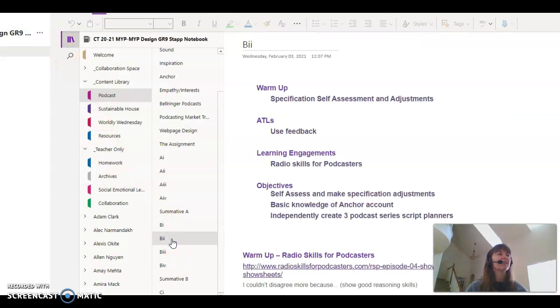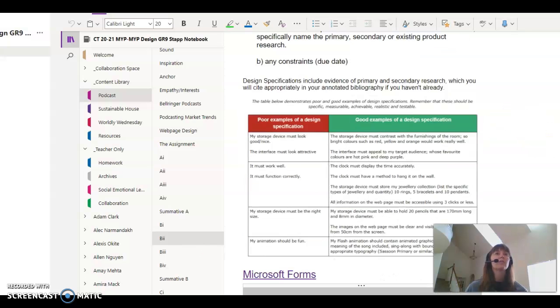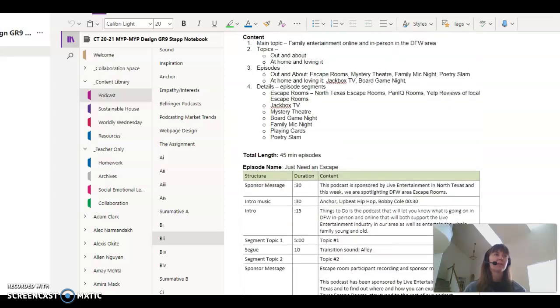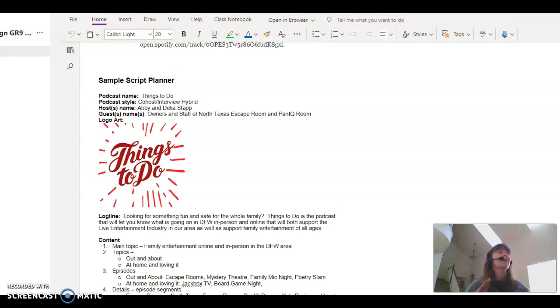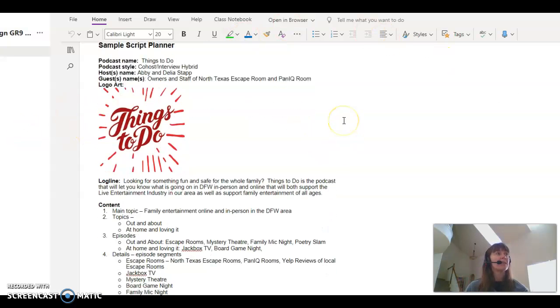The last thing I need to tell you about today, and some of us were still working on B2, and these are our 3 feasible ideas. Here's my example. I created a sample script planner called Things to Do. And remember, some of the things in your podcast planner can be the same for each of your feasible ideas. You've already decided on a series name. That'll be the same on each of your 3 feasible idea planners. You probably already know what kind of style you're going to do. That can be the same. You probably know who your hosts are going to be.